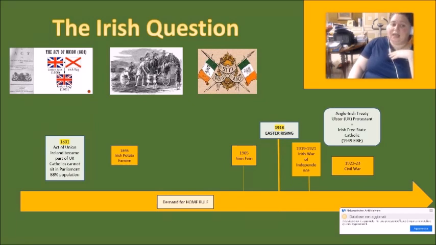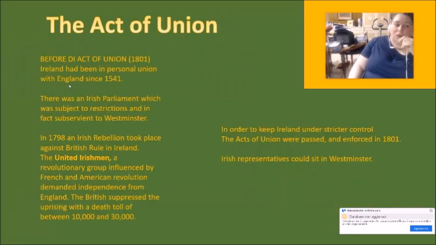That means that 88% of the population of Ireland cannot have a representation in the Parliament. What led to the Act of Union?